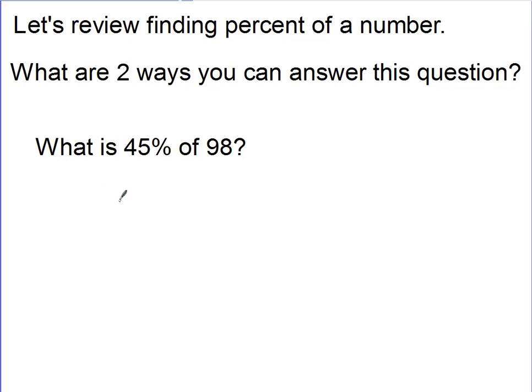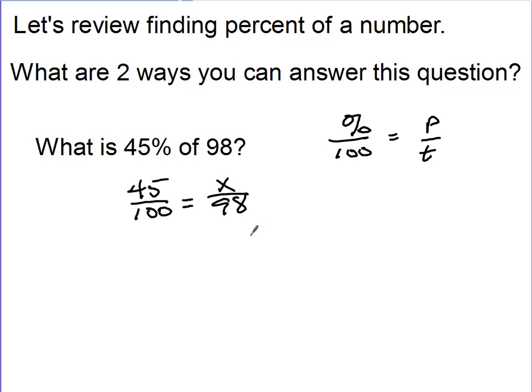Another way of doing this is to set up your proportion. We know our percent proportion is percent over 100 is equal to part over total, or part over whole. Okay, or is over of, whichever way you remember it. So in this particular case, we look for the 45%, so we know it's going to be 45 over 100, which is equal to part, and it says, what is part of 98? Because we substitute the word part in for percent. And if I'm looking for the part, that tells me the 98 is my total. So it goes on bottom, and I'm looking for the top number.